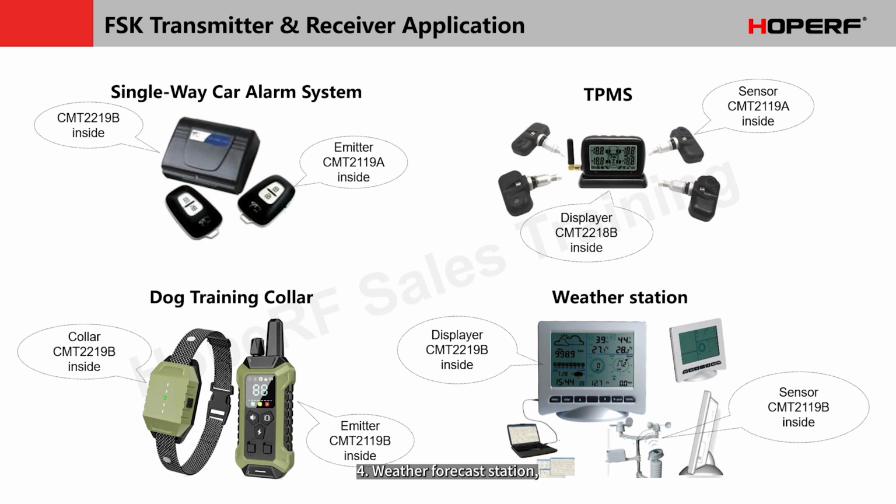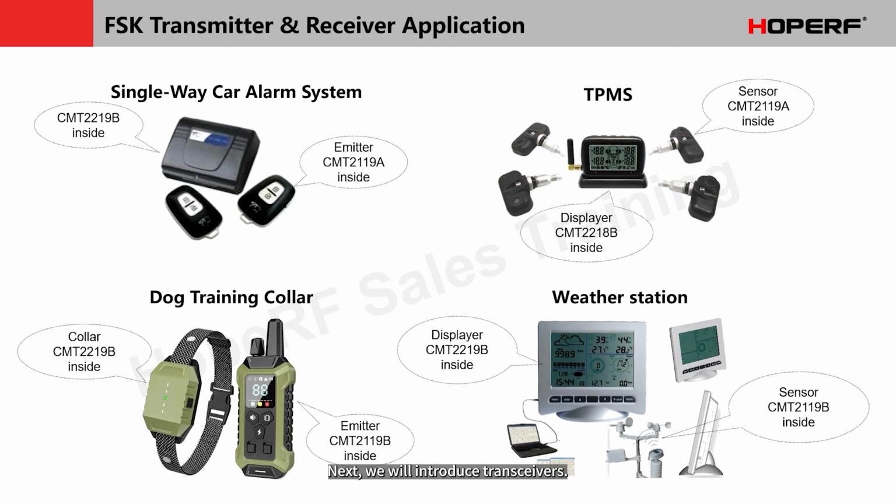4. Weather forecast station. In the scenario of this weather forecast station, there is a host with a display screen indoors. This display host is a receiver. CMT2219B can be used. Then outdoors, there is a series of sensor acquisition nodes, responsible for collecting surrounding environmental variables and sending them to the indoor host. These transmitting nodes can use our CMT2119B, or CMT2119A. So far, we have completed the introduction of FSK single transmitter and single receiver.